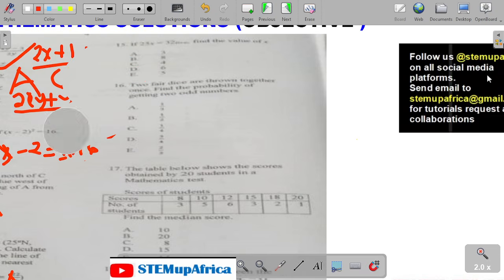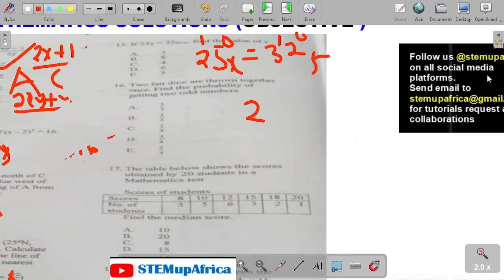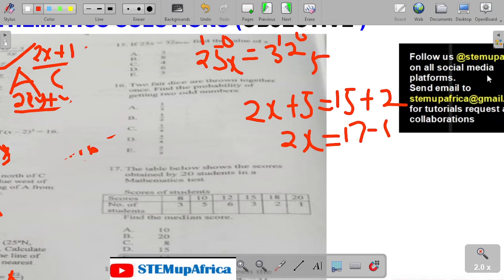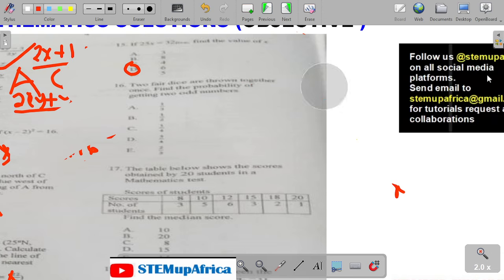Then move to 15. Let me erase this part. Let's move to 15. So we are having 25 in base x is equal to 32 in base 5. Here is 0, 1, 0, 1. So I'm having 2x plus 5 equals 15 plus 2. You know what I mean? So here will give you 17 minus 5, which is 12. So our x is 6, which is option D. 15 is D. Let's go to 16.